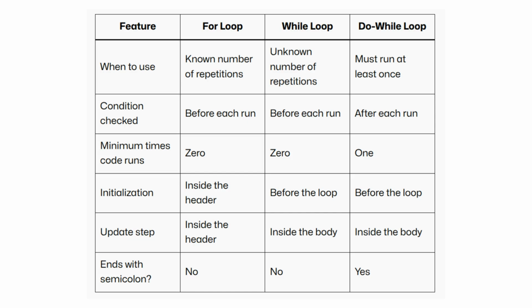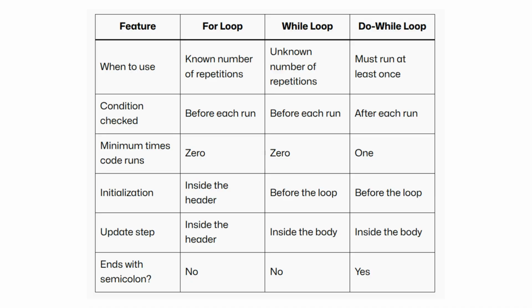The next row is update step. This refers to how the counter value changes, like increasing or decreasing a number each time. In a for loop, the update step is also written inside the header, right next to the condition. But in the while and do while loops, you write the update step inside the body of the loop, usually at the end.